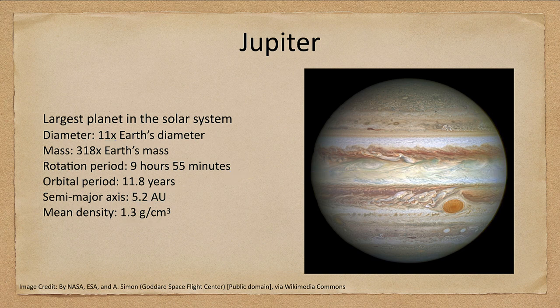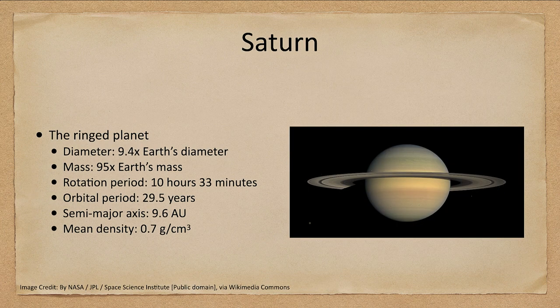Now we're going to see that Saturn is a little bit smaller, but has some similarities. Saturn, being the ringed planet, has a diameter a little less than 10 times Earth's diameter, and its mass is about 95 times Earth's mass. Its rotational period is a little bit longer than Jupiter's, and its orbital period is a lot longer, going to 30 years from 12. It is nearly twice as far away from the sun as Jupiter is, and its density is even less. Its density is less than that of water, meaning that if you had something full of water large enough and could somehow set Saturn in it, Saturn would float. So it is less dense than water.